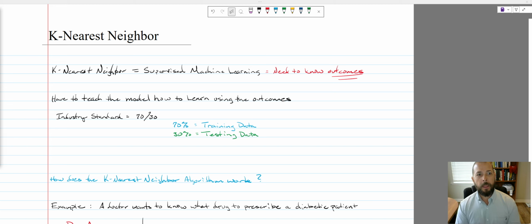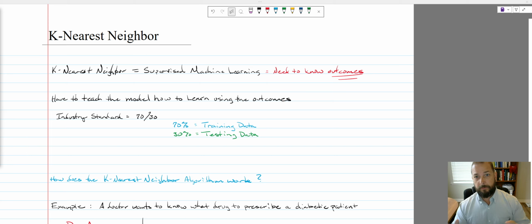All right. And the way that we're going to train these models, and not just the K-nearest neighbor model, but most of the machine learning models that we'll create from here on out, are going to use an industry standard for these supervised machine learning models, and that's based on the 70-30 split. Where 70% of our data set is going to be used to train the model, and then 30% of the data set is going to be left off to the side.